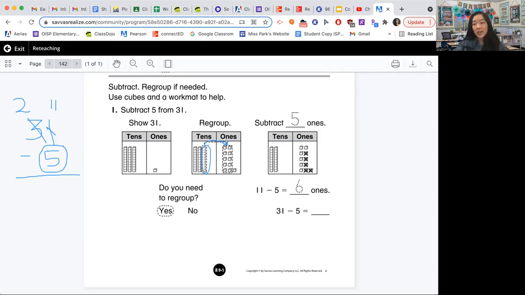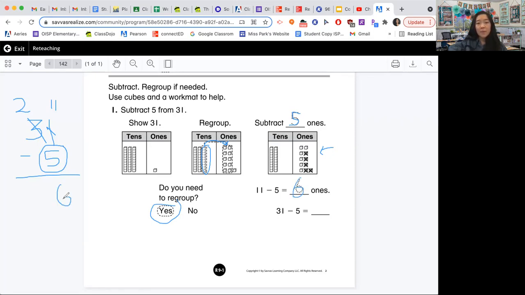I'm going to open up the chat again so you guys can type. What is 11 minus 5? How many ones do you see left? Because we just subtracted 5 ones. We regrouped and we subtracted 5 ones. We now have 6 ones left.